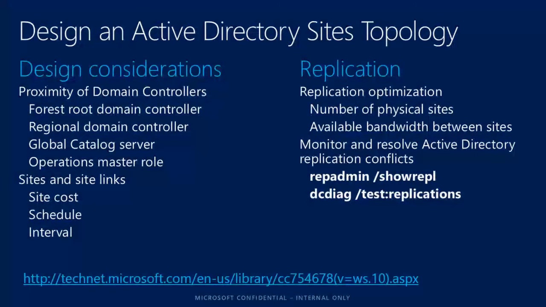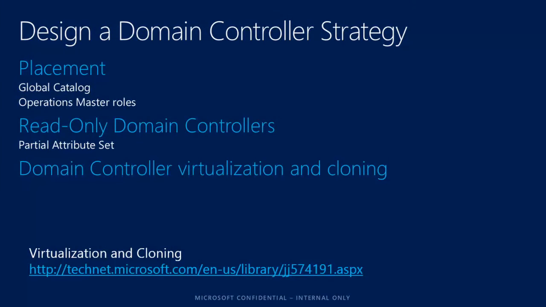Repadmin /showrepl and dcdiag /test:replications. Both pretty key commands there. Domain controller strategy, placement, again, of your global catalog or your operations master roles, RODCs, and how you would leverage or use a partial attribute set, and virtualizing and cloning DCs, and there's a link at the bottom to that specifically.